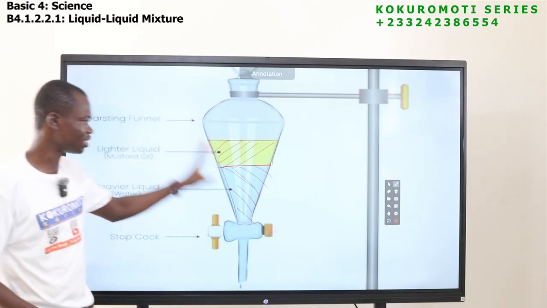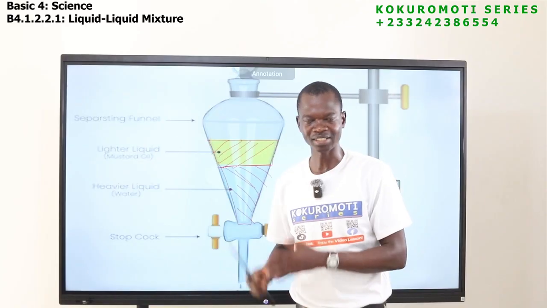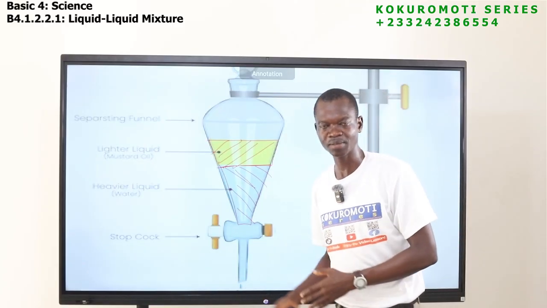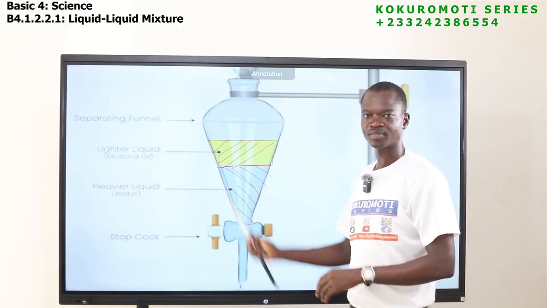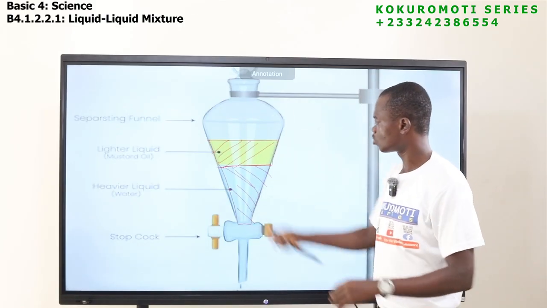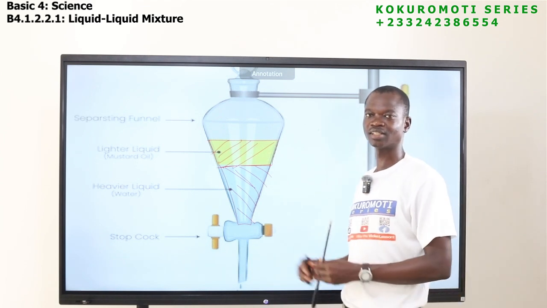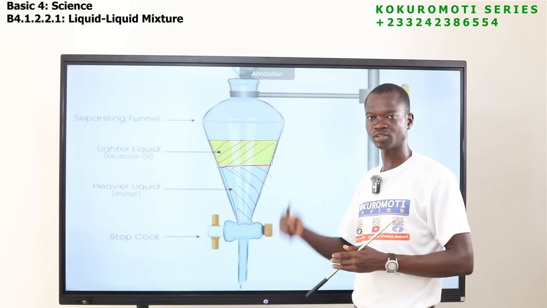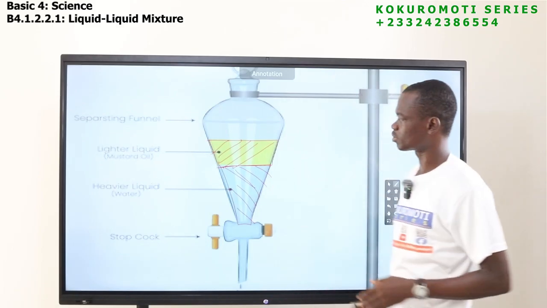So how to separate this is different from how to separate the miscible. We have learned about distillation. The distillation method is used to separate liquids that are miscible. But with the separating funnel, this whole thing called a separating funnel, we use it to separate liquids that are not able to mix completely. We use it to separate immiscible liquids.